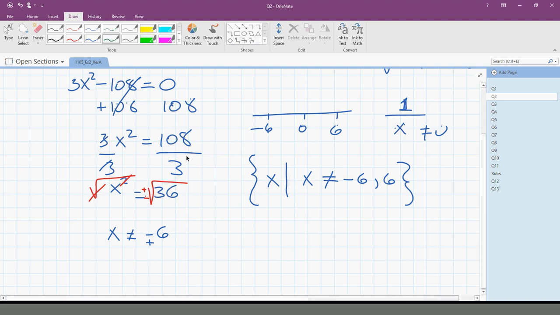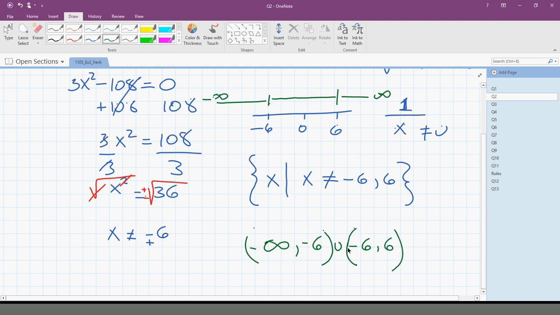So imagine that your graph is coming all the way from here, but you cannot use negative 6. You keep on going all the way until 6, but you cannot use 6, and you keep on going to the positive infinity. And it's coming from the negative infinity. So if you want to put that into interval notation, you have to use negative infinity, parentheses, right? Comma, going until negative 6, parentheses, because you cannot include the value. It cannot be used. With a union of from negative 6 all the way until 6, not including the values because that will make it 0, with a union of 6 all the way until positive infinity.